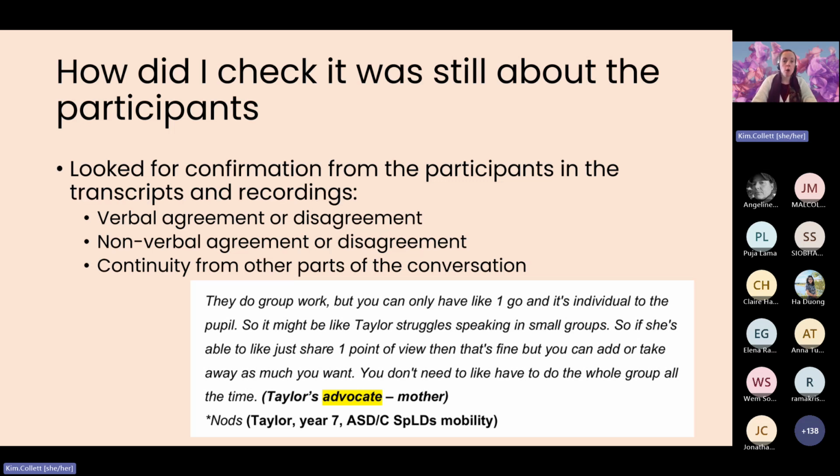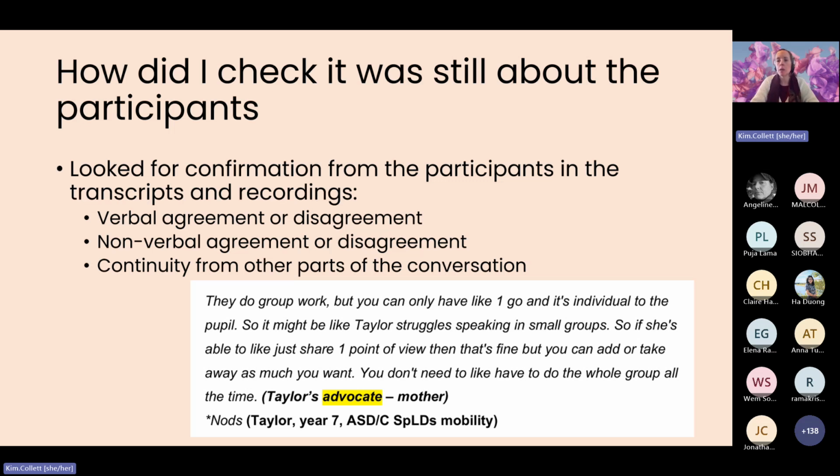Sometimes that was really obvious. Sometimes there would be something that the advocate said, and then the participant would say, oh yeah, that's exactly how I feel. And it was very clear cut. Or they would say, no, I didn't agree with that. And sometimes they didn't agree with what our advocate said, and they said it, which was brilliant. It showed me that hopefully that power imbalance was not too bad at that point.